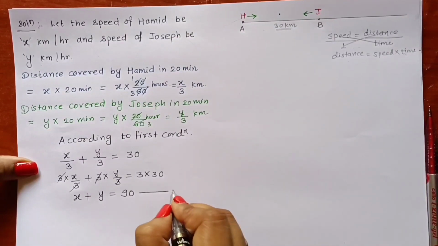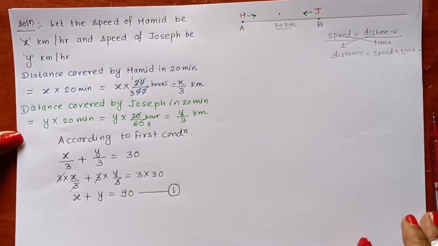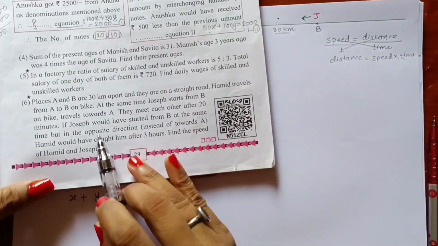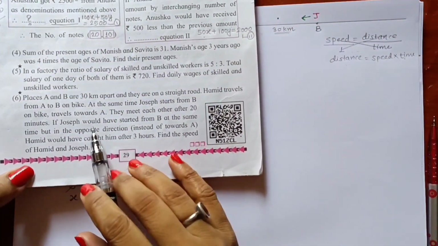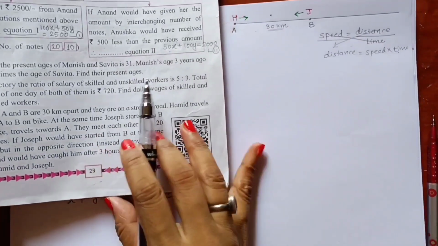So very easily we have got this equation number 1. Now we have to get equation number 2 from our second condition. So let us see the second condition. Second condition: if Joseph would have started from B at the same time but in the opposite direction.